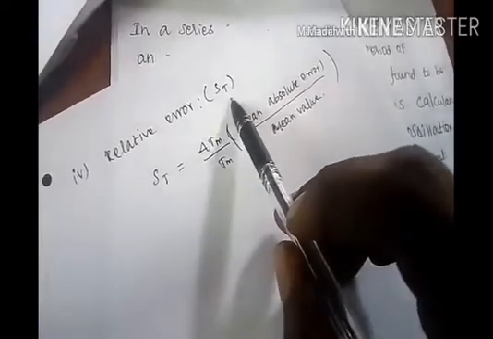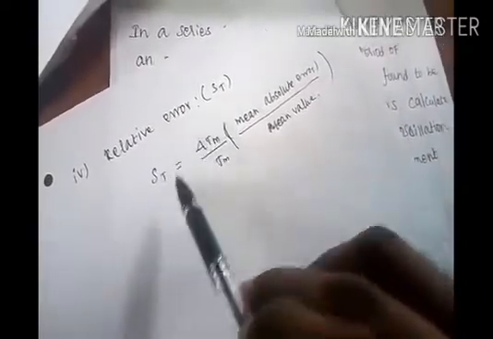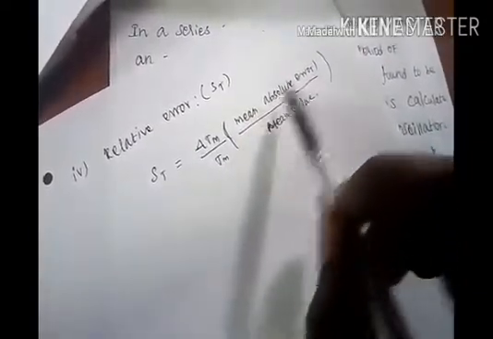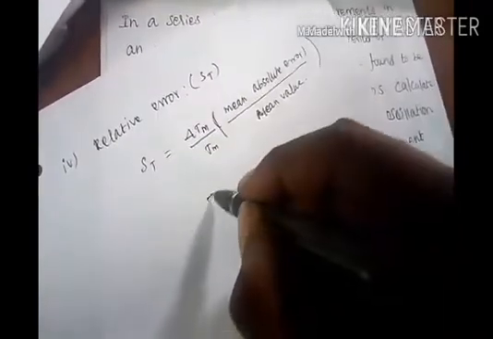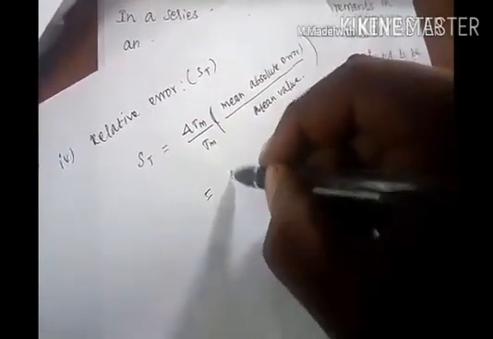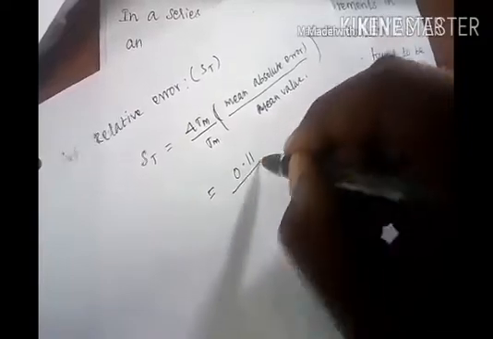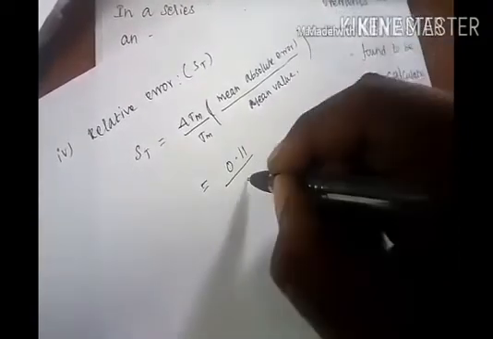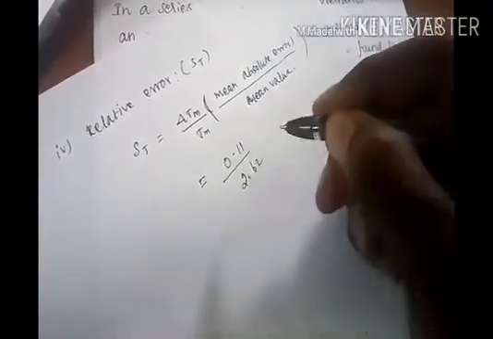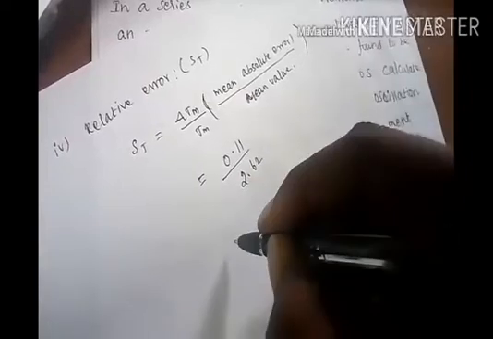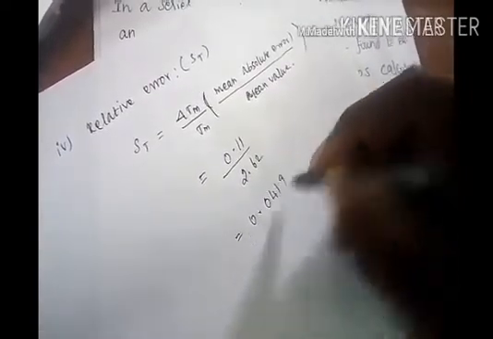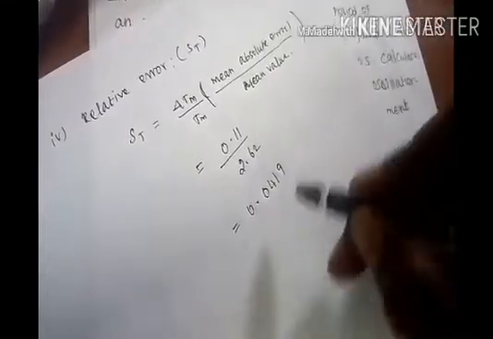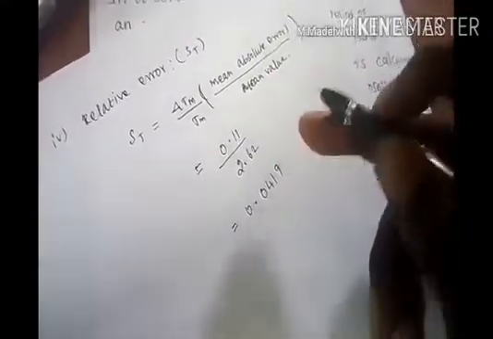The symbol is ST. So what is relative error? Relative error is nothing but mean absolute error divided by mean value. Already found. So here the mean absolute error value is 0.11 divided by mean value 2.62. After simplification, you get the value 0.0419.